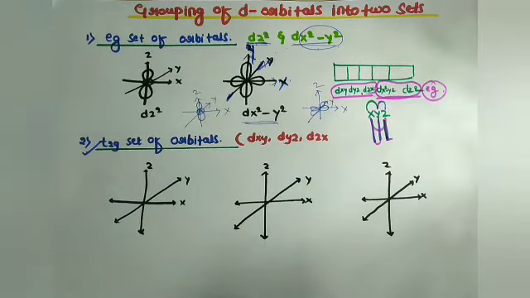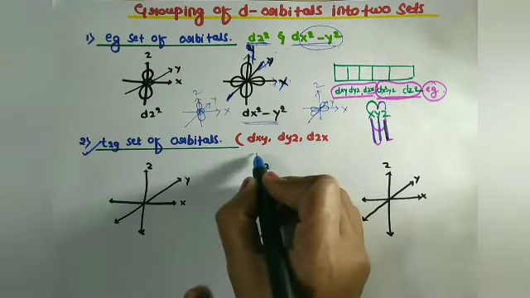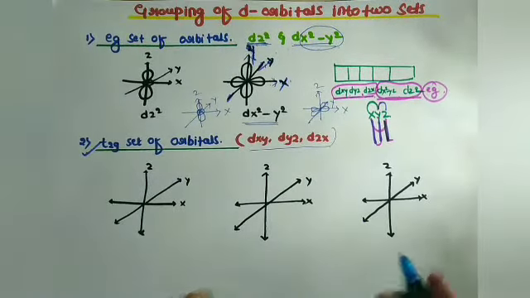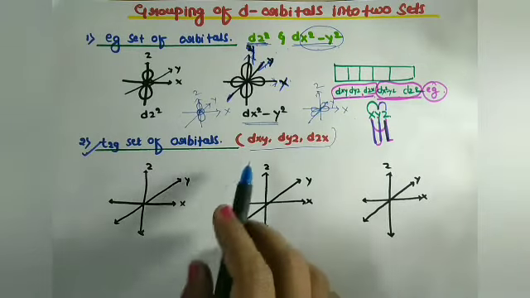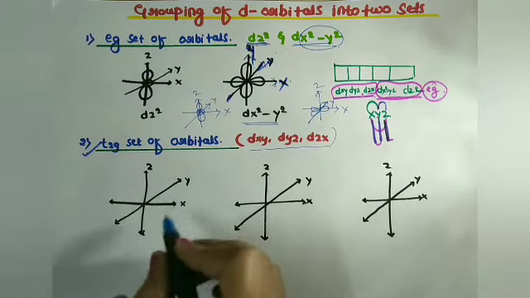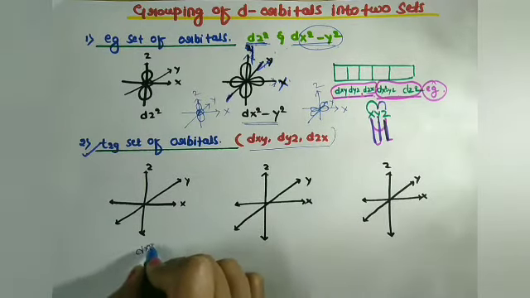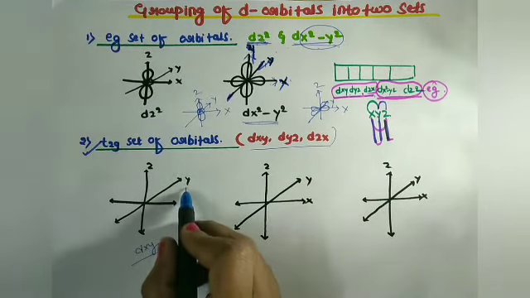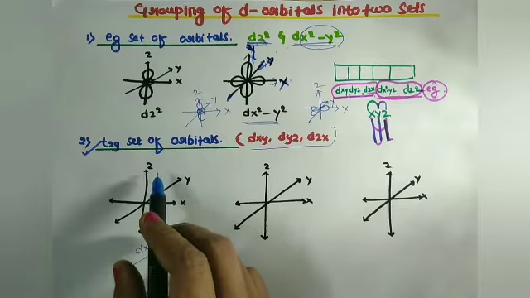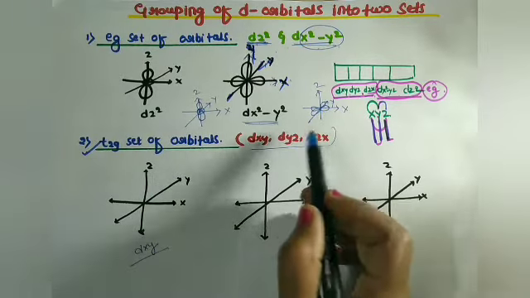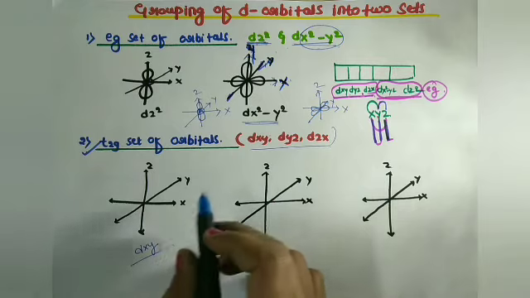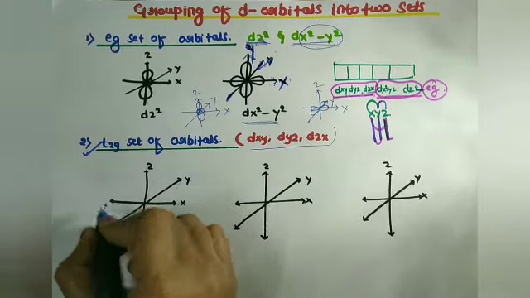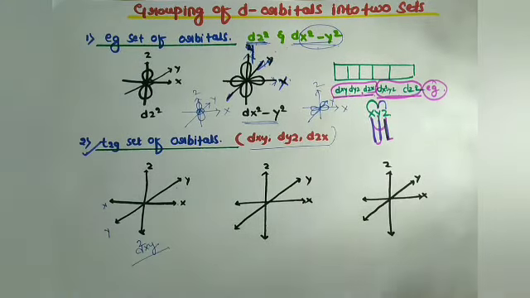T2g set of orbitals. These are also three types: dxy, dyz, dzx. So now how to draw the structures of T2g orbitals? First I will draw dxy. Okay, so now it is the x axis, y axis as well as the z axis. So how to draw dxy? Dxy means here the lobes are in between the x and y. Here also it is the x axis, y axis and the z axis.